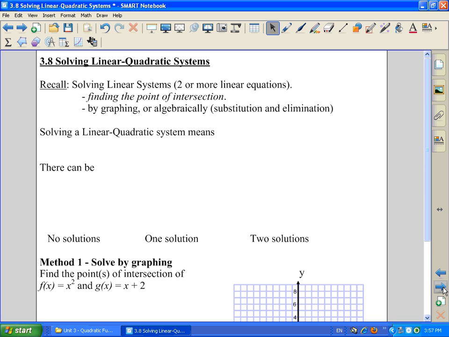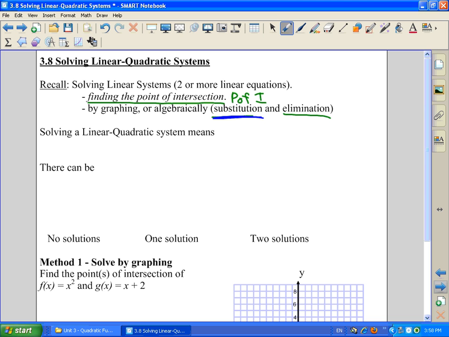So let's just recall linear systems, solving 2 or more of them. In grade 10, we learned how to find the point of intersection. We call that P of I for short form. You can use that on your test with me. We did that by graphing, or we solved it algebraically by using substitution and elimination. The easiest one we're going to use today is the substitution method to help us.